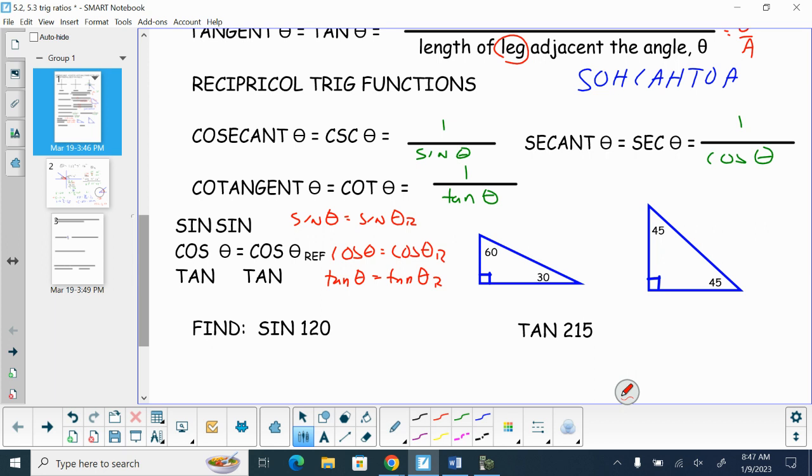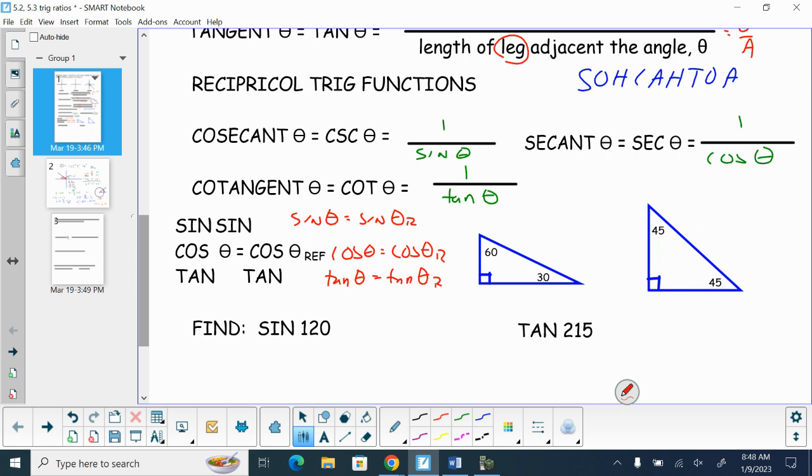The trig ratio of an angle is equal to the trig ratio of its reference angle. The secant of theta is equal to the secant of theta reference. The cosecant of theta is equal to the cosecant of theta reference. The cotangent of theta is equal to the cotangent of theta reference.